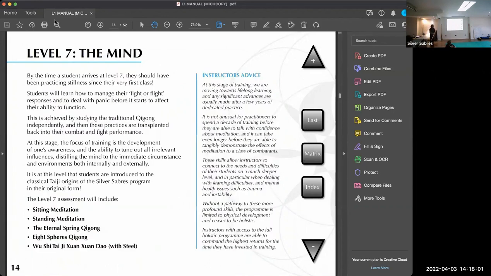Level 7, the body. Yeah, and there's lots of good stuff out there, right? The mind. Right, by the time a student arrives at level 7, they should have been practicing stillness since their very first class. So you realize, oh, hang on a second, the very first thing we talk about in level 1 is actually level 7 content. But we introduce it in level 1 because it's going to take them all the years through to level 7 before they're going to actually be able to manifest that, unless they're naturally born miraculously as little baby monks or something, right?